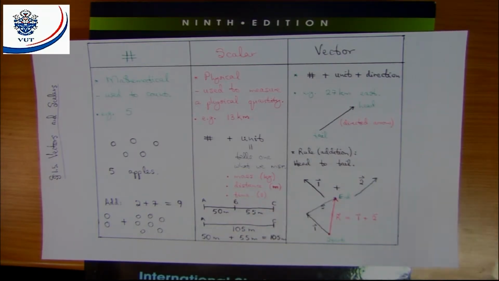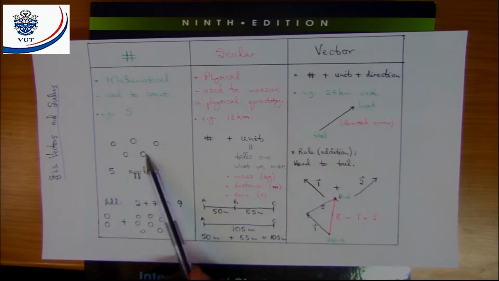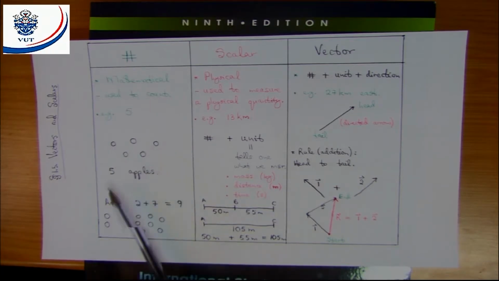And we said there are different representations. For example, here we drew some circles and counted them, and we said we have 5 apples. Over here, when you add apples, say James has 2 apples, Kagiso has 7 apples, and they want to know how many they have in total, then you just count them. So you'll say 1, 2, 3, 4, 5, 6, 7, 8, 9, and that's the total number of apples they have. Whereas for scalars, we use the same thing.